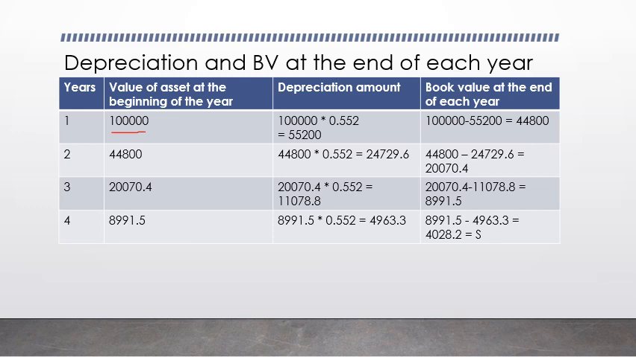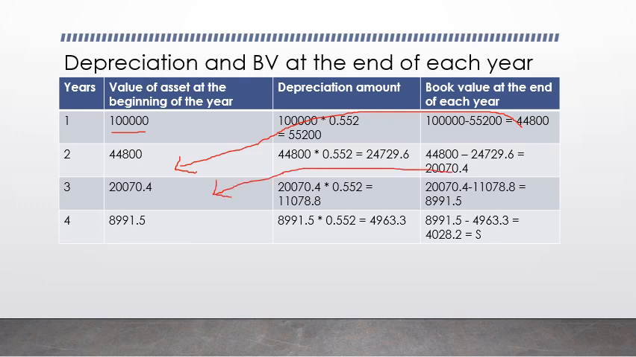The book value at the end of the first year gets transferred to the book value at the beginning of the second year, the same amount. So what will be the depreciation during the second year? 55.2% of the book value at the beginning of the second year, that is 44,800. That comes out to be 24,729. So what is the book value at the end of the second year? 44,800 minus 24,729. The remaining value is 20,070.4 rupees. That will be the book value at the beginning of the third year.